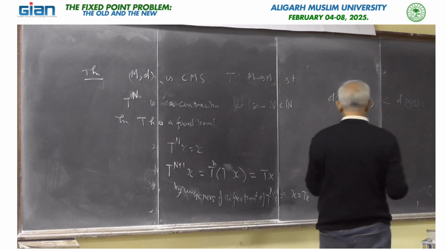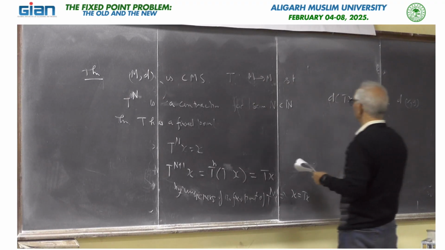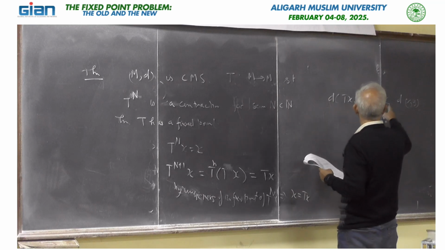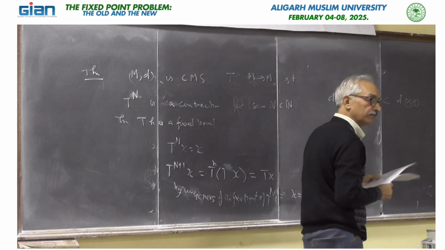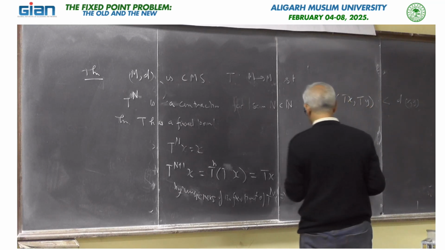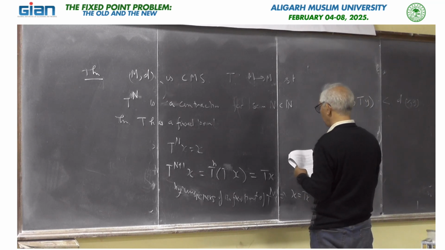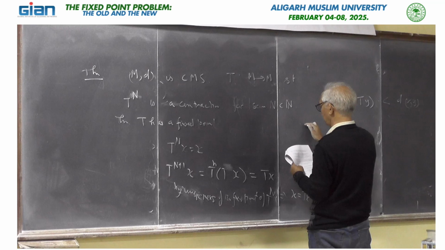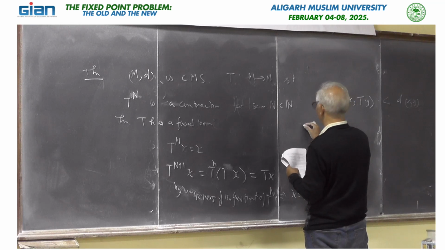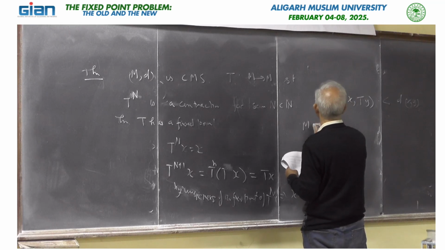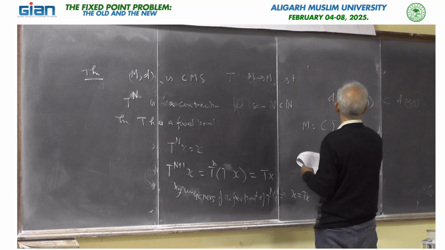Okay. So let us look at this example, that in this case in general you will not have a fixed point. You need certain additional requirements. So you consider, let us say, M equal to, in this case, C[0,1].